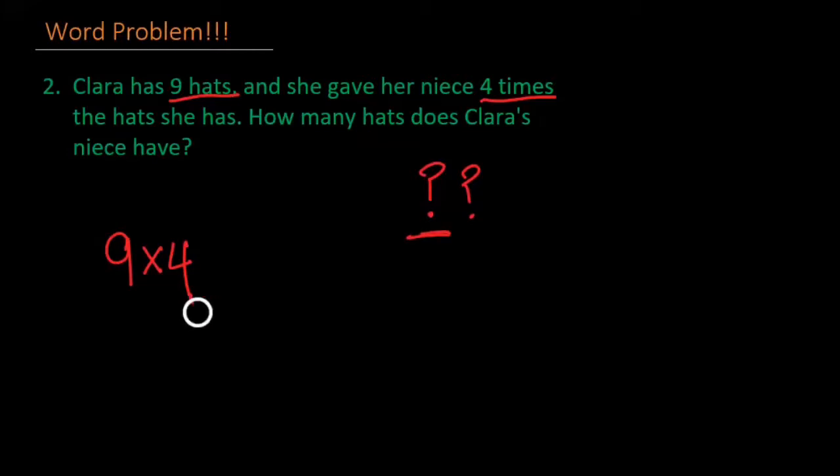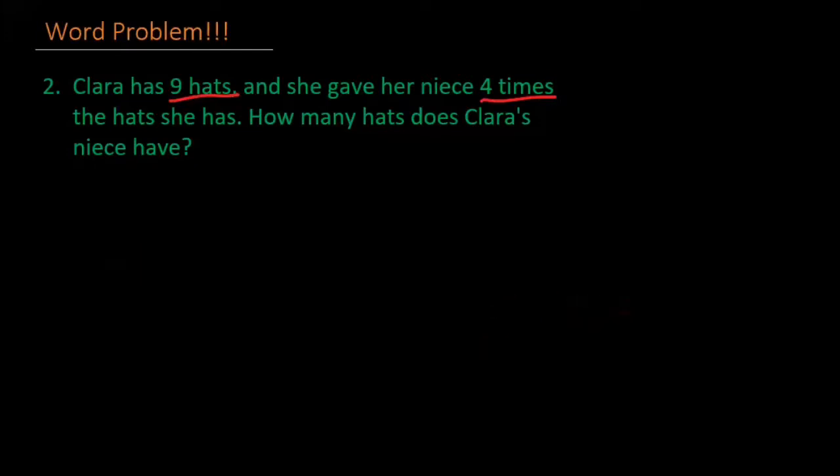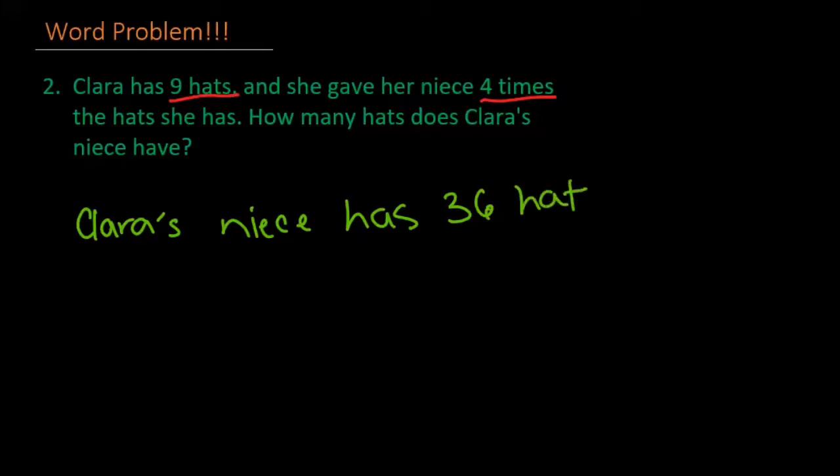We have 2 question marks. The tens digit is a number that's 1 less than 4, which is this number, 4. So 4 minus 1, or 1 less than 4, is equal to 3. So the question mark becomes a 3. Next, we need to see 3 plus what number equals 9. 6 plus 3 equals 9. So our second number is a 6. So our answer automatically becomes 36. So since it's a word problem, let's write it in a full sentence. Okay, Clara's niece has 36 hats in total.